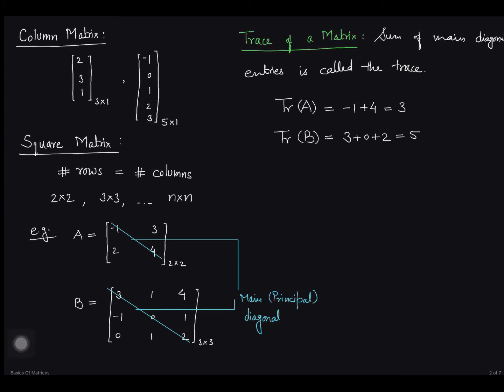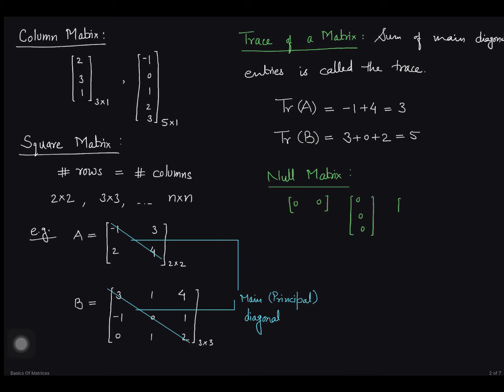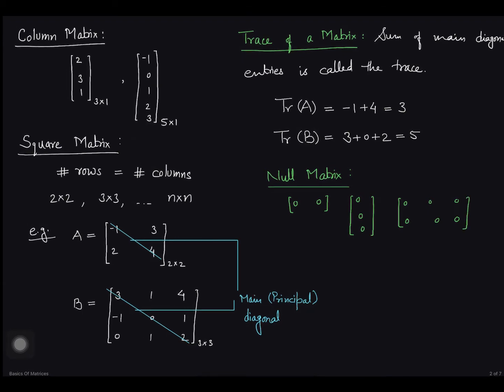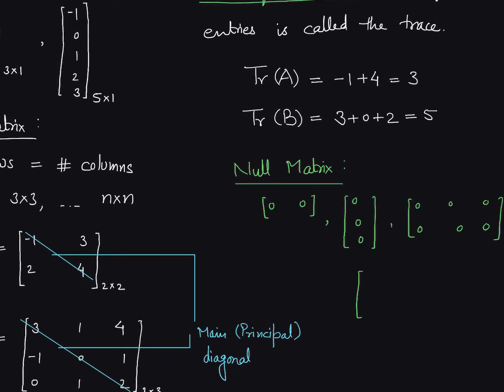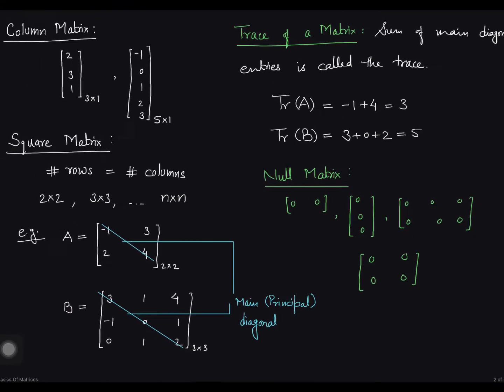Now let's discuss about null matrix. It is also called a zero matrix. So if all the entries of a matrix are 0, then that matrix is called a null matrix. Either it is a row matrix or column matrix or any rectangular matrix or any square matrix. That means if you have any matrix whose all entries are 0, then that matrix is called a null matrix.